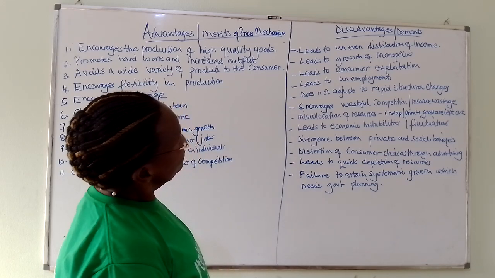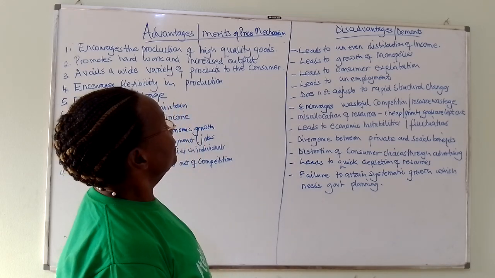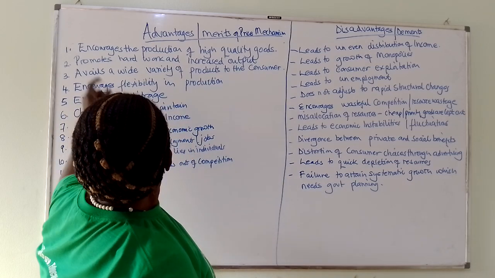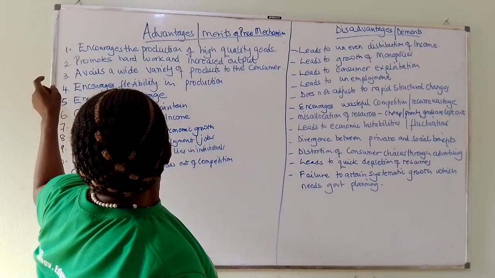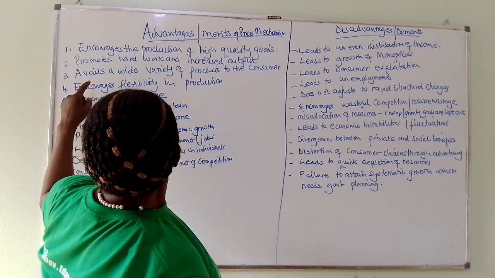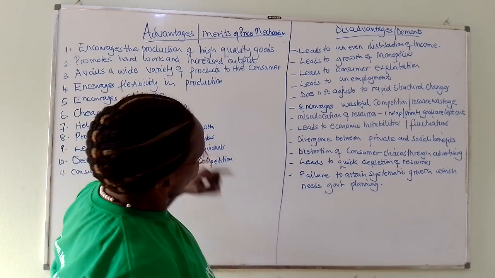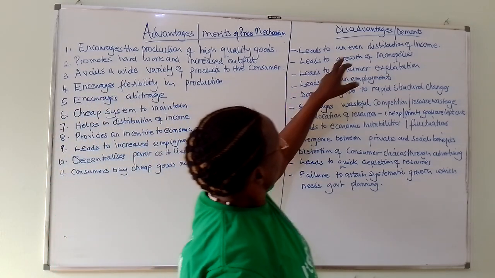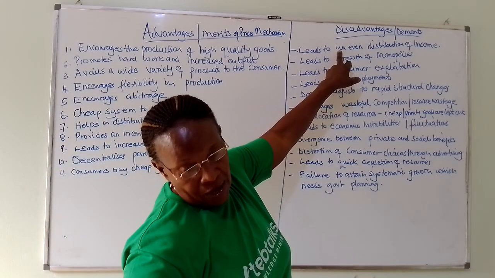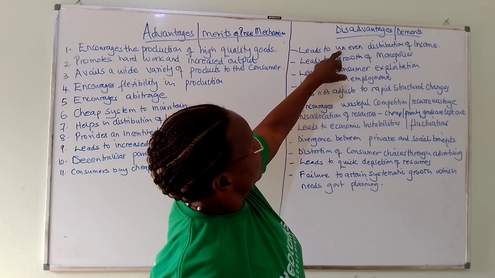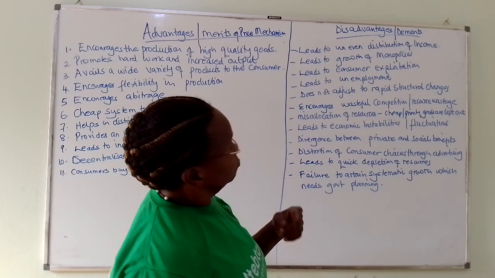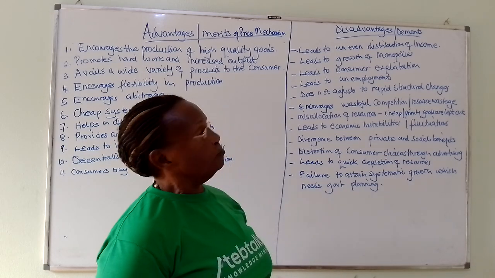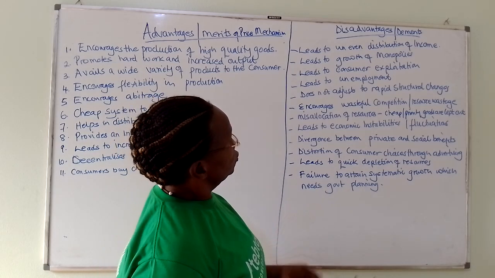And on the disadvantageous side, we find that it leads to uneven distribution of income. Here we have seen that it encourages the distribution of income, helps in the distribution of income. But as it is left to distribute the income, the distribution becomes unfair or uneven. The rich get richer because they have access to more resources that are commanding higher prices, and the poor get poorer. So that one is not good.